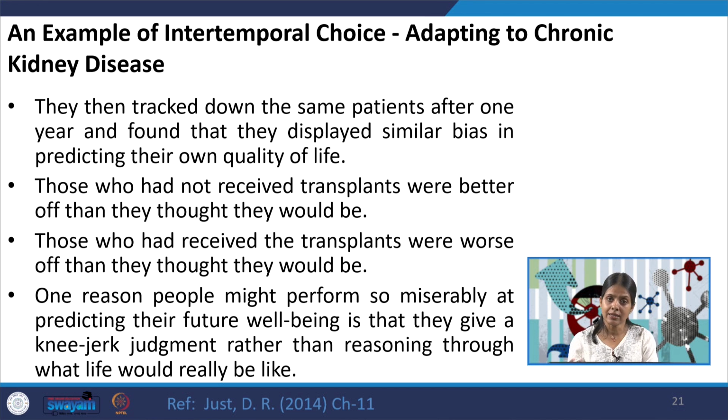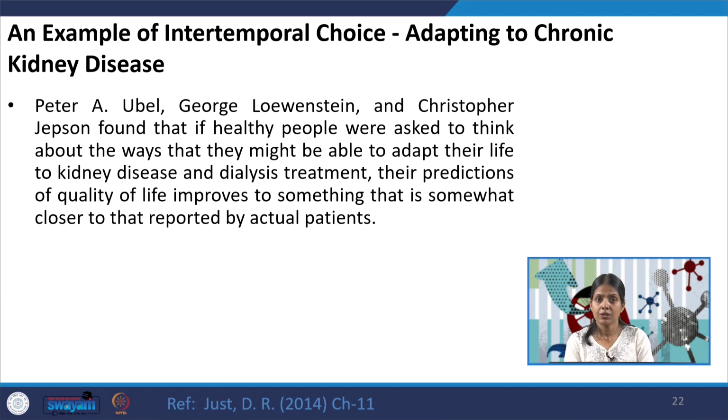So, the analysis shows that we are very bad at predicting how bad I probably would be. Similarly, if I am told how good you would be, my prediction could be bad in that as well. Peter A. Ubel, George Lowenstein and Christopher Jepson found that if healthy people were asked to think about the ways that they might be able to adapt their life to kidney disease and dialysis treatment, their predictions of quality of life improve to something somewhat closer to that reported by actual patients.